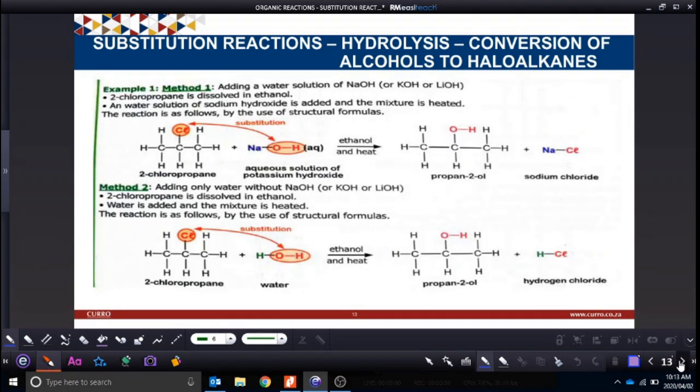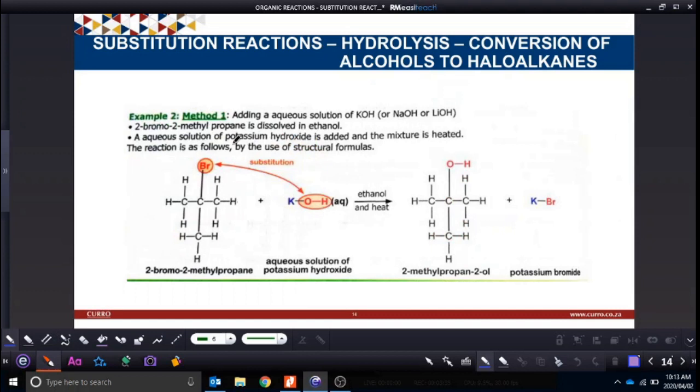Alright, so let's look at a few examples again. Example 1, method 1, we use a diluted base, NaOH, KOH, lithium hydroxide. The chlorine and the OH change position, and we get a propanol and a salt, which is sodium chloride. Method 2, instead of using a base, we use water, and the OH will bond with the Cl, and we will get our alcohol and our HCl.